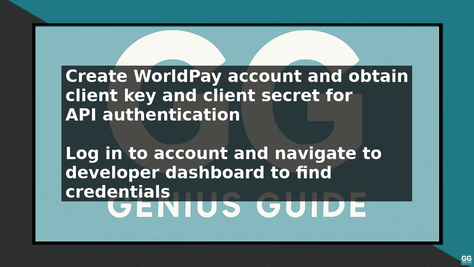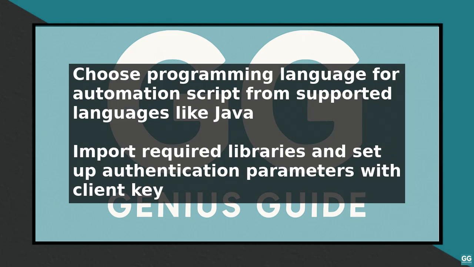Next, choose a programming language for your automation script. WorldPay supports a wide range of languages including Java, Python, and C#. In your script, import the required libraries and set up the authentication parameters using your client key and client secret. Then, define the API endpoint and the request method.